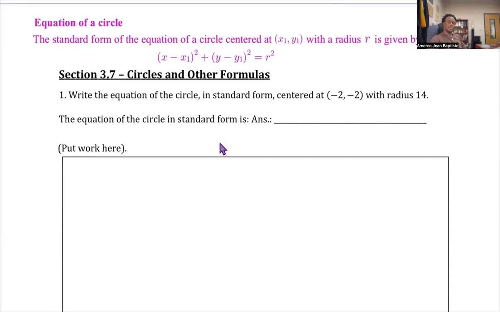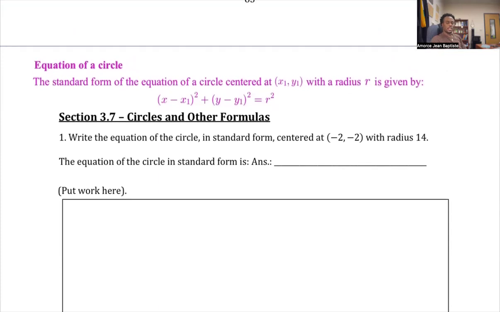So in topic 7, we mostly address three things. First, the equation of a circle. Also, we go over a couple formulas, such as the distance formula and the midpoint formula. So this topic is not so complicated.